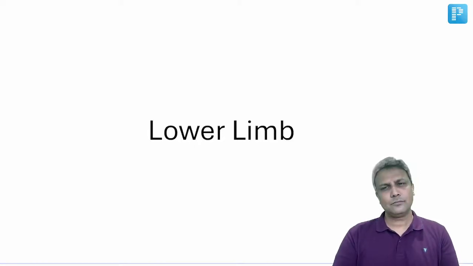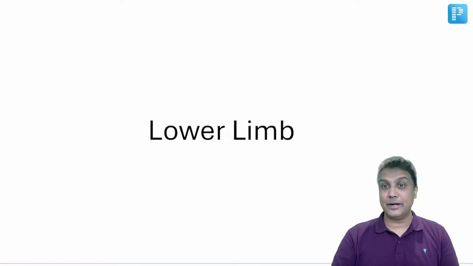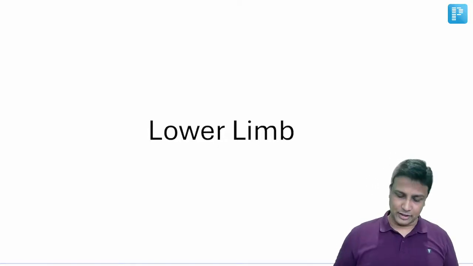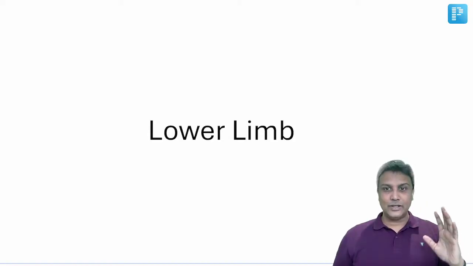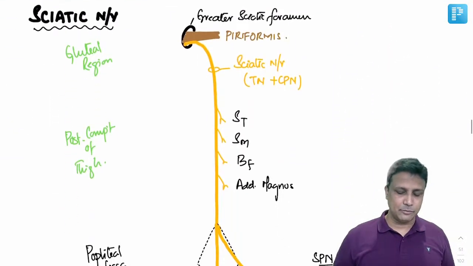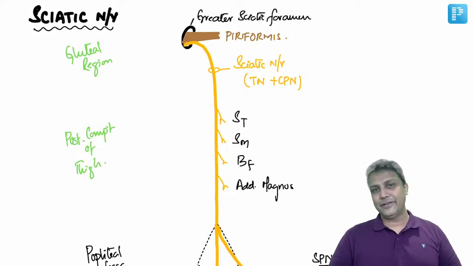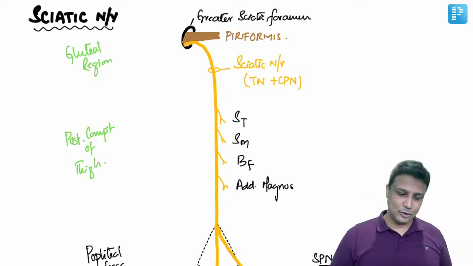Sir, what is left out in the leg region now? The anterior compartment of the leg will be supplied by the deep peroneal nerve, and the lateral compartment of the leg is supplied by the superficial peroneal nerve. So once you are done with this entire golden rule, now my dear friends, welcome to the most important one, the sciatic nerve. Again, I'm telling you once more, definitely you can expect one question from here in your INI-CET exam.